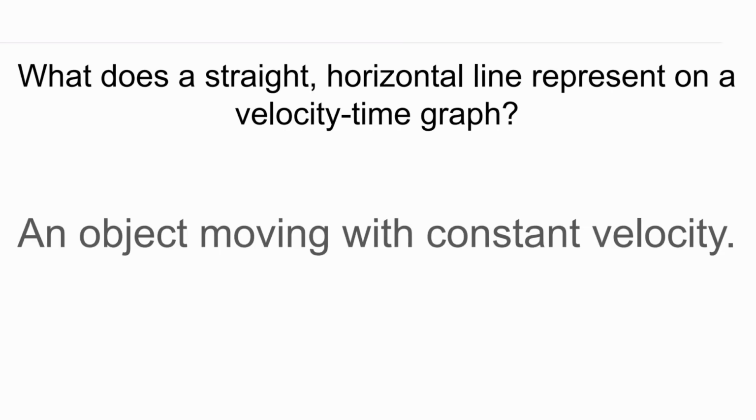What does a straight horizontal line represent on a velocity time graph? It means that the object is moving with a constant velocity. It means that the velocity of the object which is moving is not changing and remains the same.